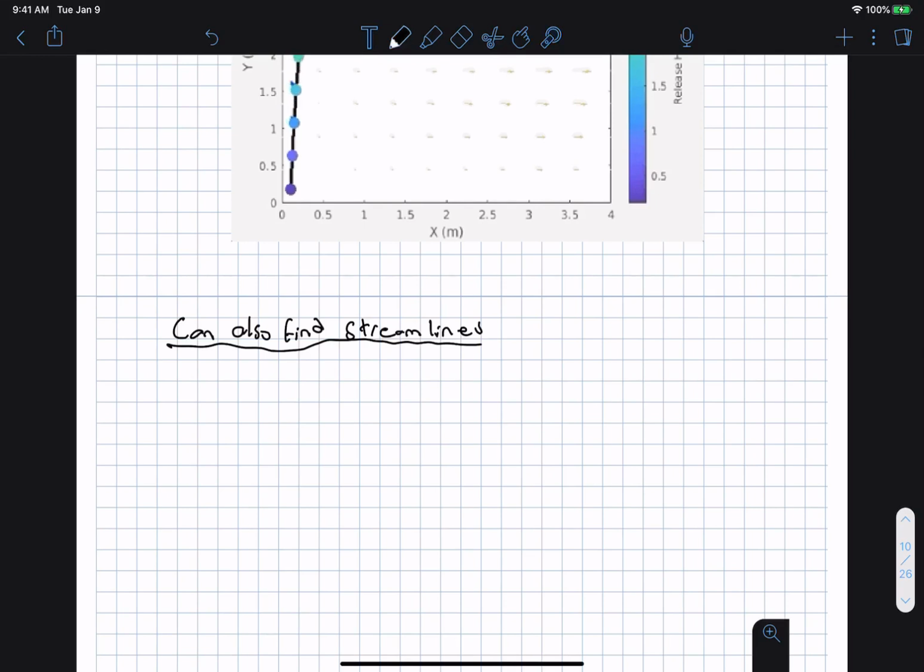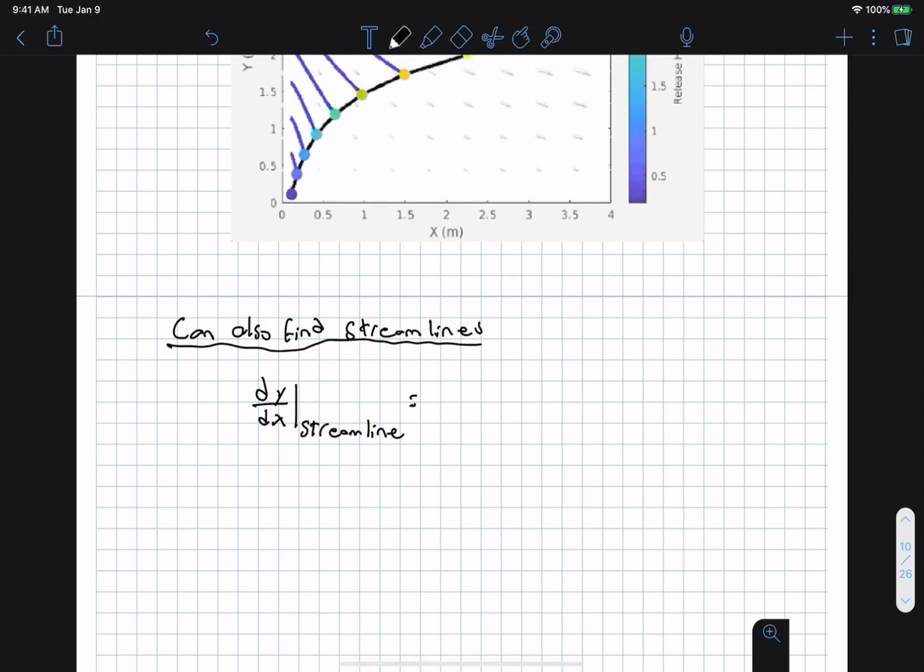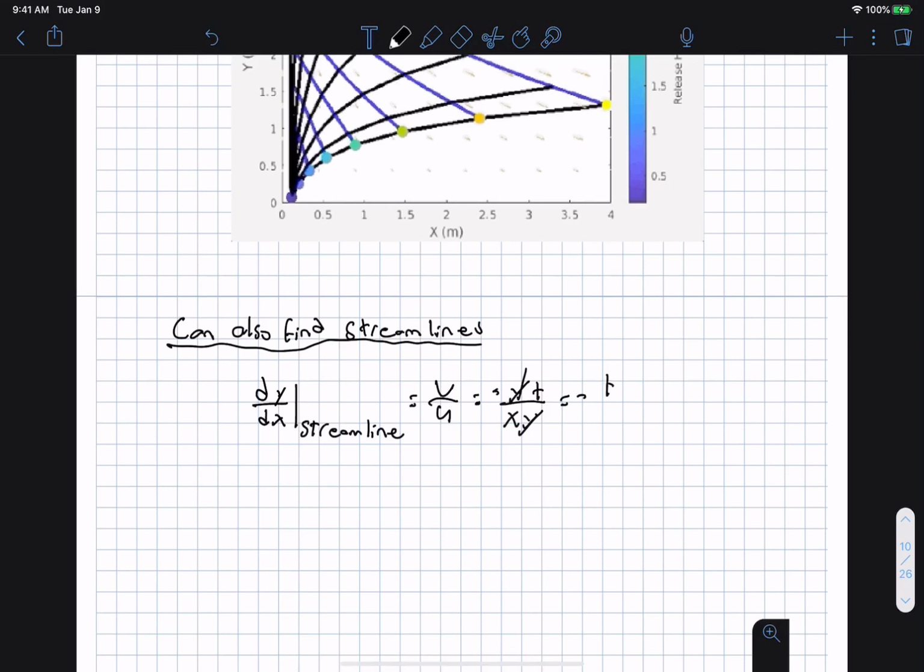Okay, and we can also find the streamlines for this velocity field. And so to find the streamlines, turns out we can do that one by hand. So dy dx for streamline, recall that is equal to v over u. Well, we know that v equals minus y times time divided by x times y. The y's cancel out. This equals minus t over x.